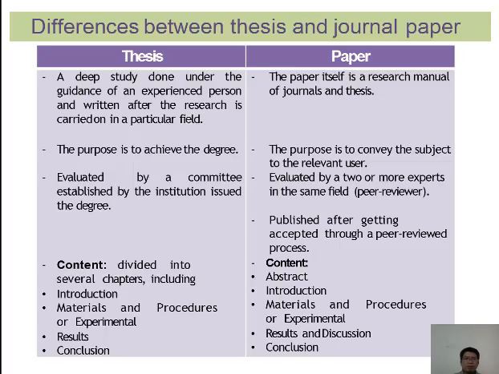So what are the differences between a thesis and a journal paper? Okay, so basically a thesis is a deep study done under the guidance of an experienced advisor, and written after the research is carried out in a particular field. On the other hand, a paper itself is the research manual of journals and theses. Okay, the thesis purpose is to achieve sufficient knowledge to get the degree, and the paper purpose is to convey the subject to the relevant users.